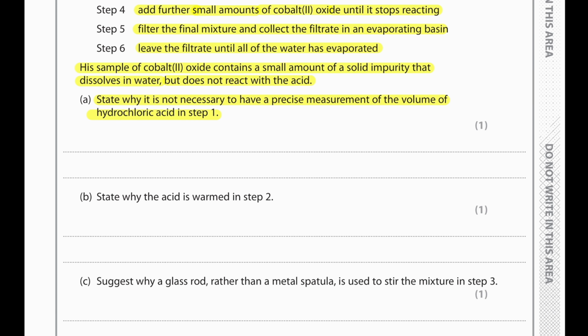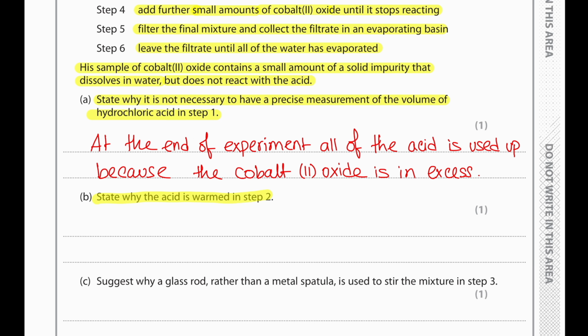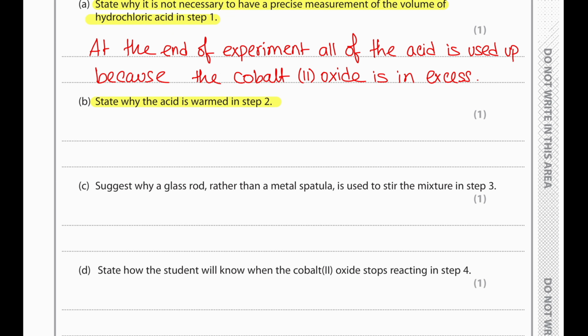The main reason we do not need to worry about the volume of hydrochloric acid is because at the end of the experiment we use excess cobalt oxide so that all the acids are used up. State why the acid is warmed in step 2. Increasing the temperature will increase the rate of reaction.